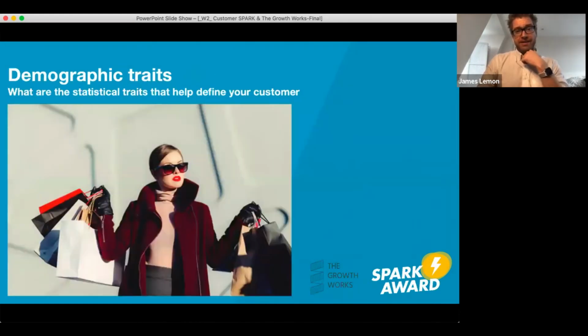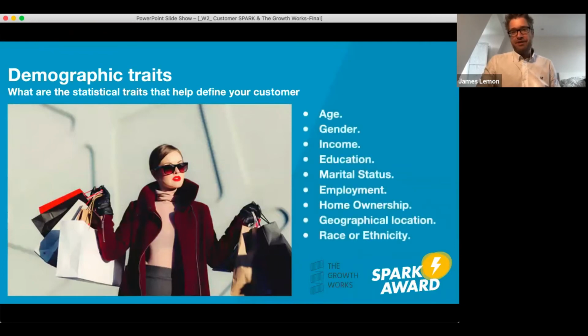So probably the simplest thing to talk about is demographic traits. And these are really important because they're quite easily measurable. I'll show you the example of how you set up an Instagram ad later, although this isn't a marketing session, but you can see demographic traits are really easy to set filters on, really easy to measure.